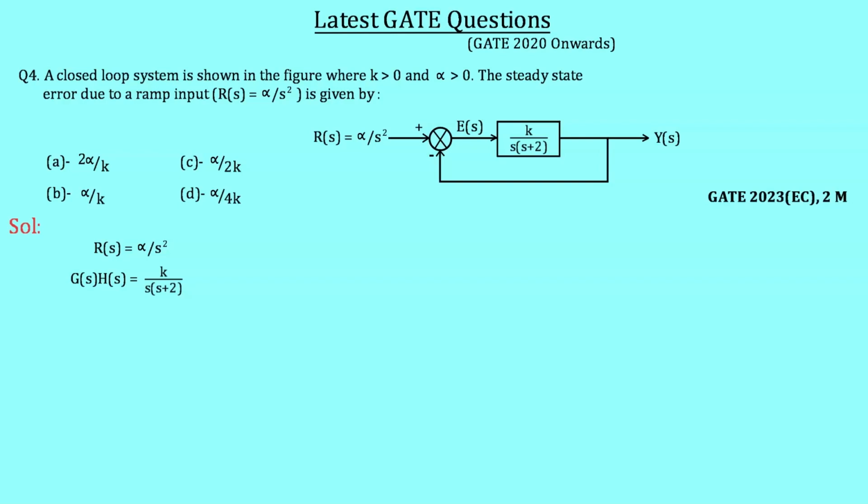Now let us see the fourth question. The input is provided, which is a ramp input with magnitude alpha. Open loop transfer function is also provided, which is equal to k divided by s(s+2). The provided system is a unity feedback system. The position of error which is represented in the diagram is actually the position of actuating error.